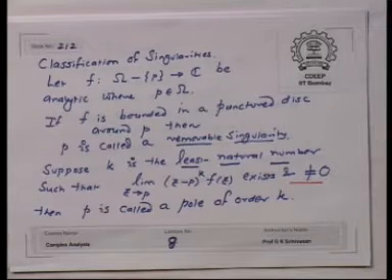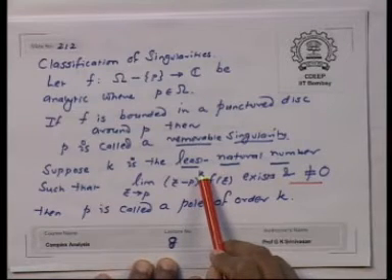Then you call P a pole of order K. So, the first thing is you have a removable singularity, the next is a pole of order K. Third thing is, what if such a K does not exist?